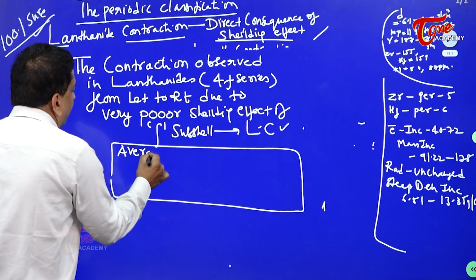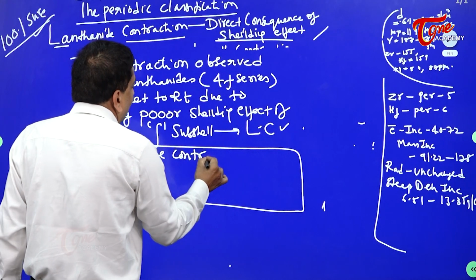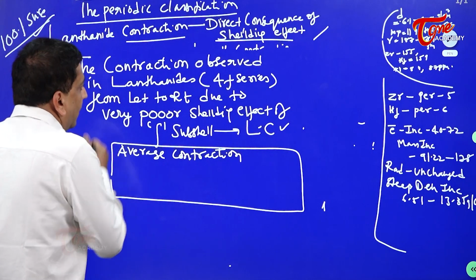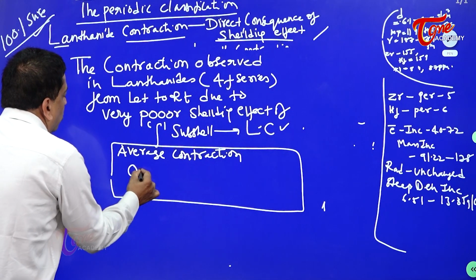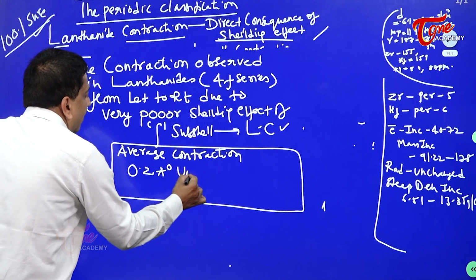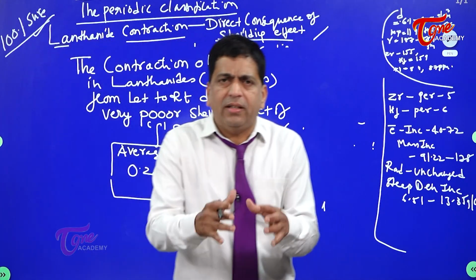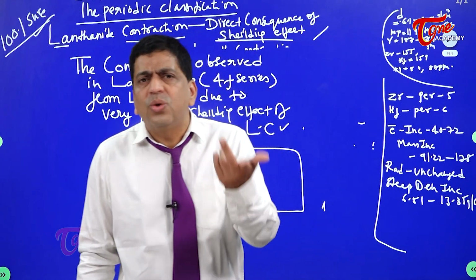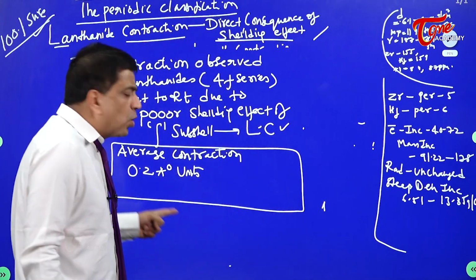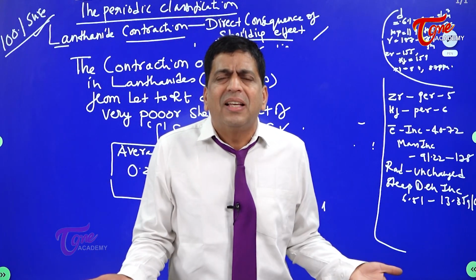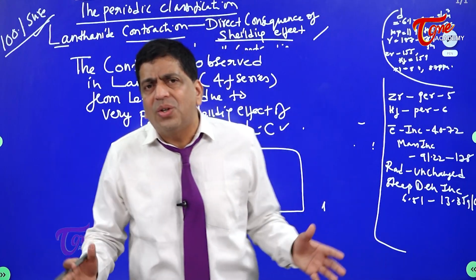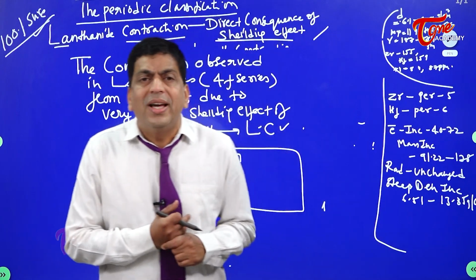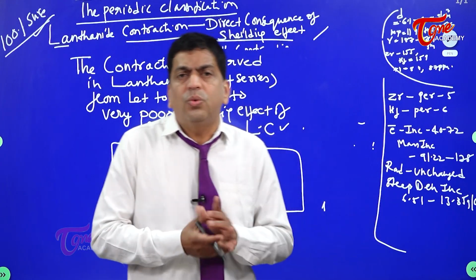Average contraction. If you see, the average contraction is around 0.2 angstrom units. Well, first of all, the atom is so small, and a 0.2 angstrom units decrease is almost 1/5 of the average size of the atom, which is not discountable. It is a serious issue. It's not a silly issue.